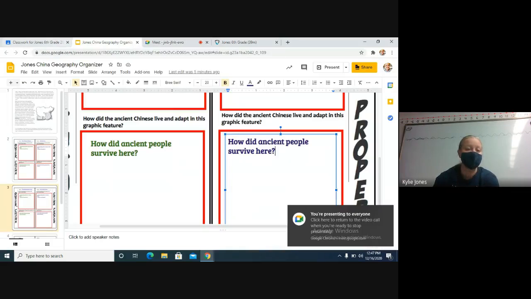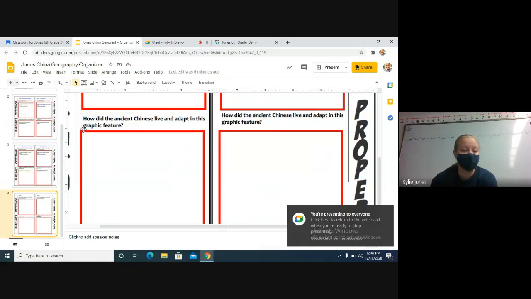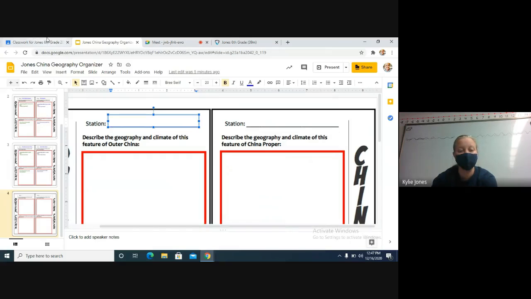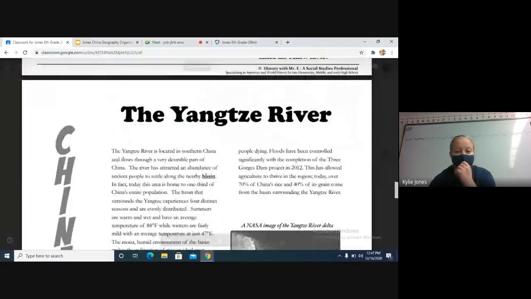All right. Let's go ahead and look at slide number 4 so that we can finish this up. On the left one, our next station is the Yangtze River.